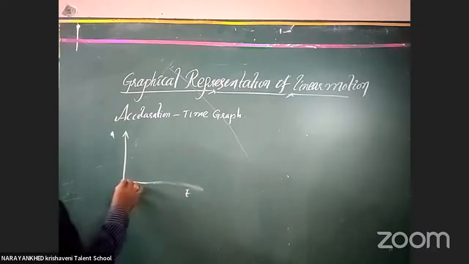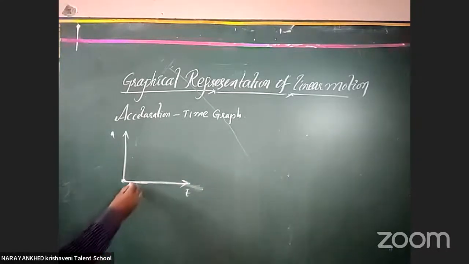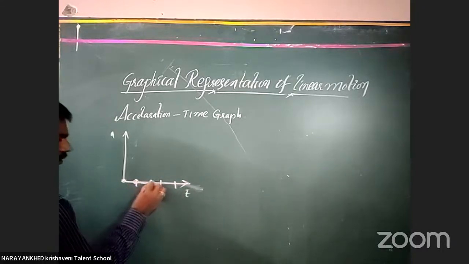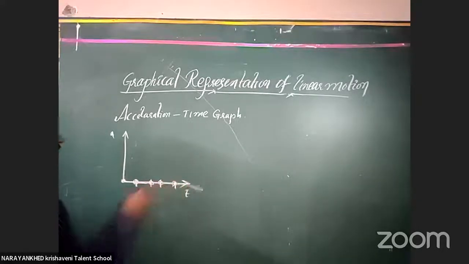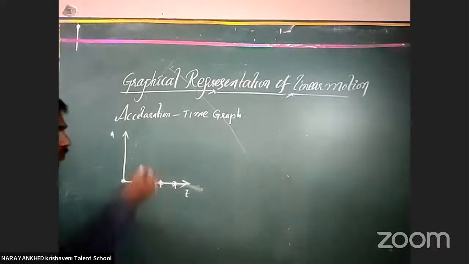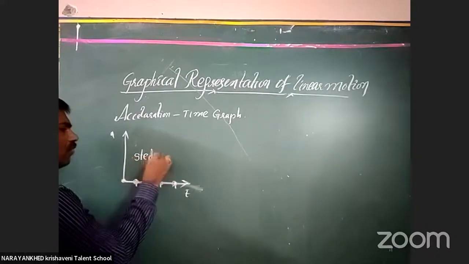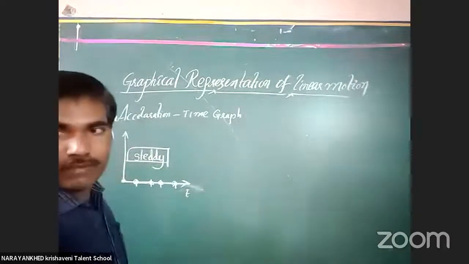The first one looks like this, and here all the points are on the time axis only. This indicates what? This is steady. The body is not moving. It is in a steady form only. The body is not moving along any path.